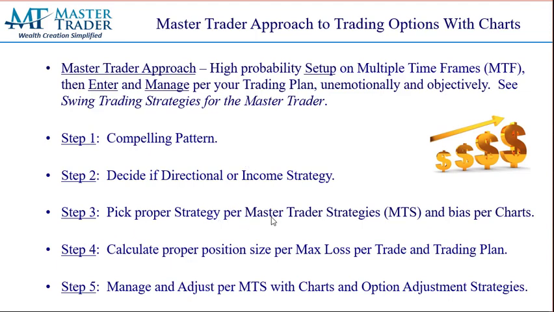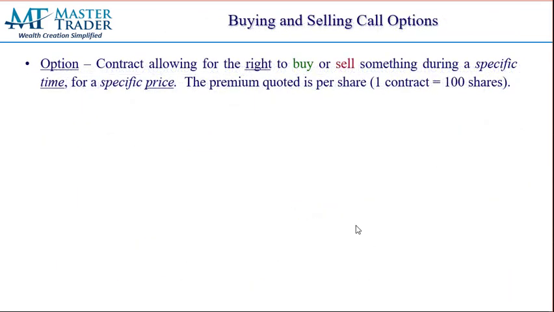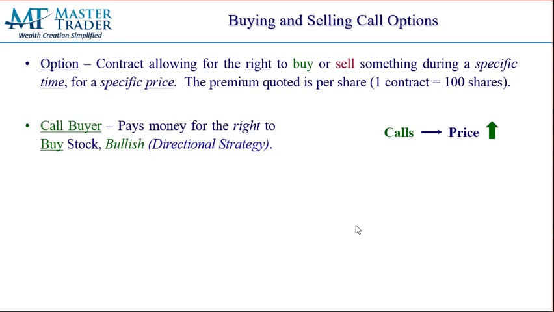Then we pick the proper strategy of the options to best match our bias of the chart setup, calculate position size, and then we simply manage the trade in between using the same technical based approach. What is an option? It's a contract. It gives you the right to buy or short something for a specific amount of time for an agreed upon price. One contract is 100 shares.